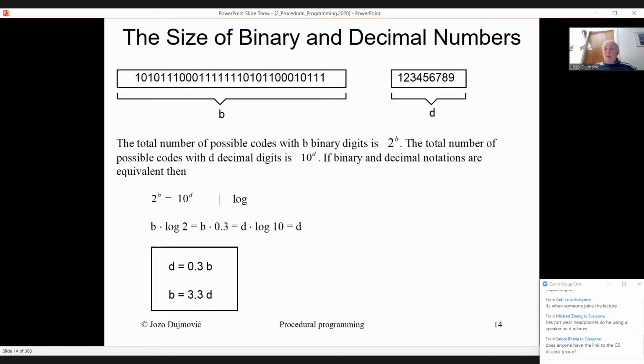Now, what is the ratio of the size of binary and decimal numbers?